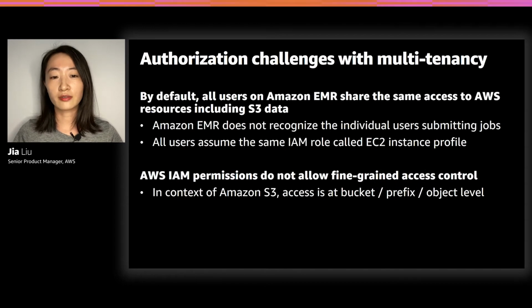There are two types of authorization challenges with multi-tenancy on Amazon EMR. By default, all users on Amazon EMR share the same access to AWS resources, including S3 data. This is because Amazon EMR does not recognize the individual users submitting jobs. All users submitting jobs assume the same IAM role called EC2 instance profile, and they share the permissions defined under this IAM role.